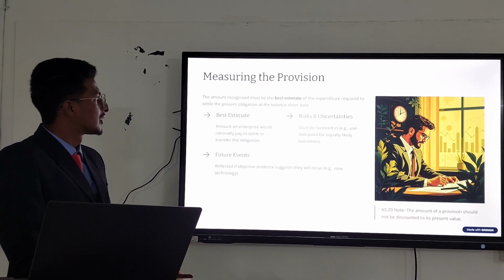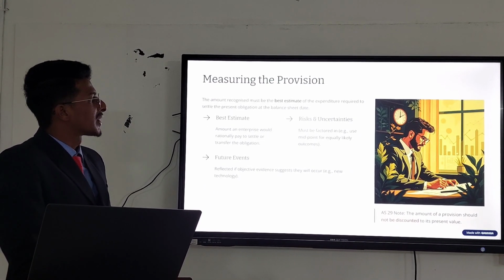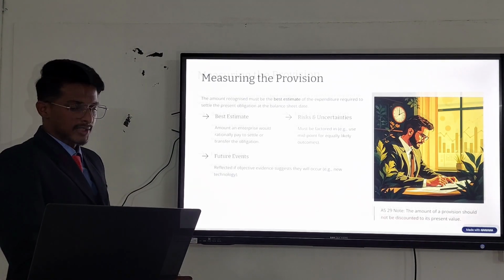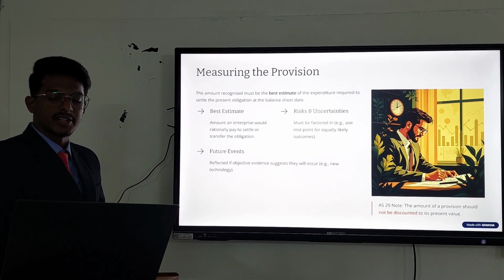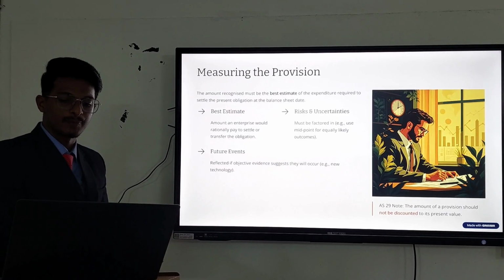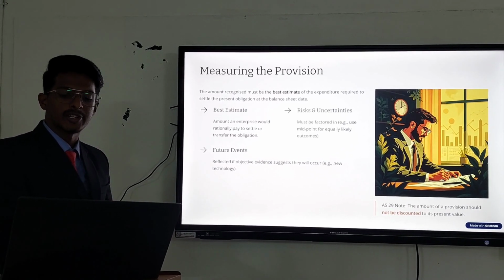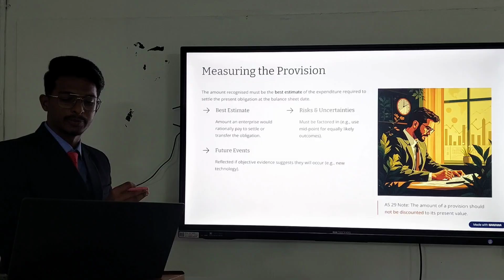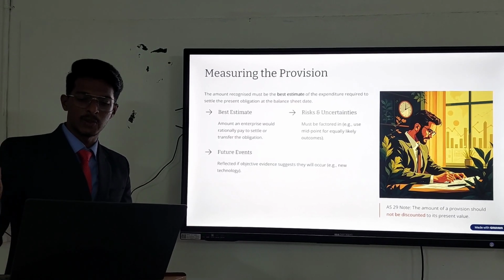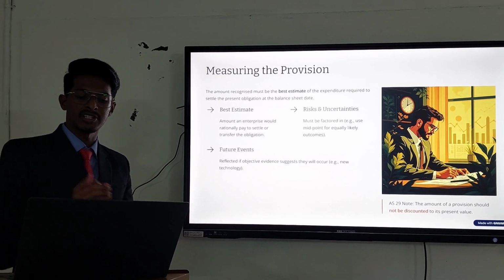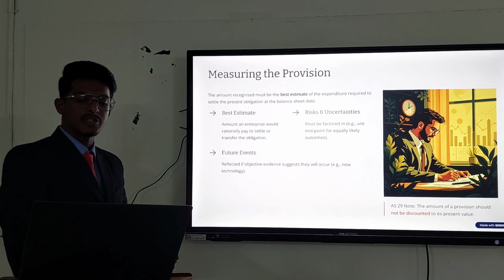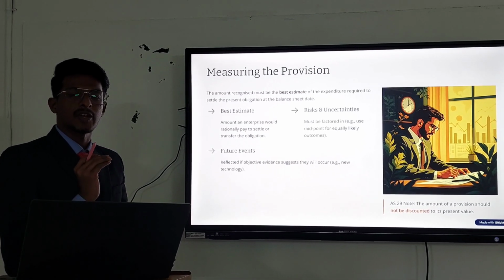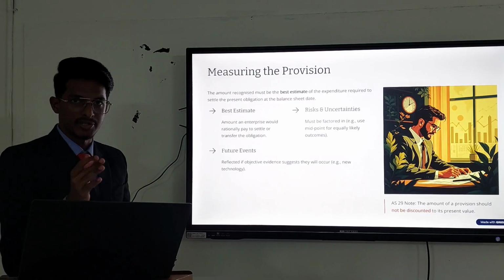The next one is risk and uncertainty, which must be factored in. Risks and uncertainties surrounding the future expenditure should be taken into account. For instance, if a range of outcomes is possible and each point in the range is equally likely, the midpoint of the range is generally used. The last one is future events. Future events that may arise can affect the amount required to settle the obligation.